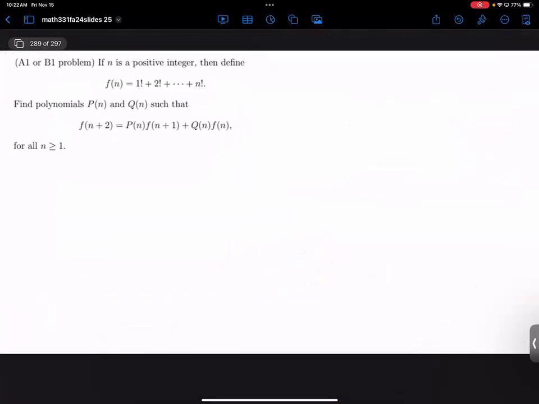Okay, so if n is a positive integer, we've defined f_n. Find polynomials p(n) and q(n) such that this is true. So this is supposed to be an A1 or a B1 Putnam problem. This means you should be able to do it, right?